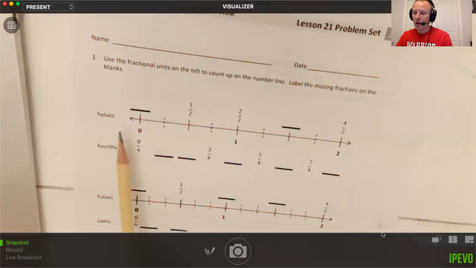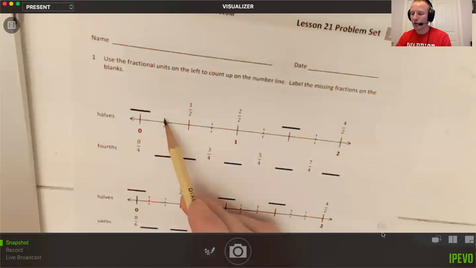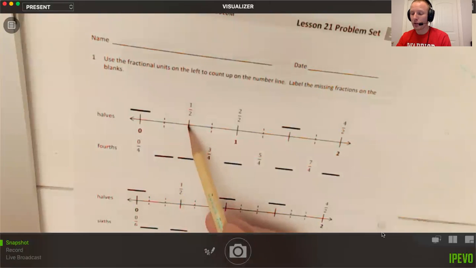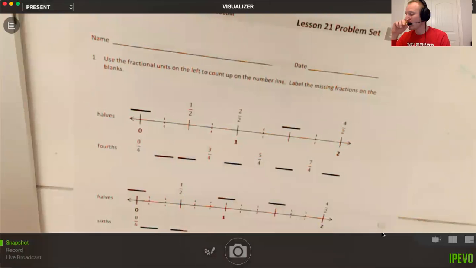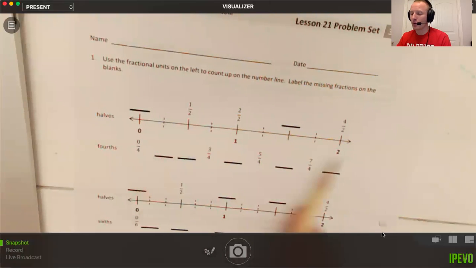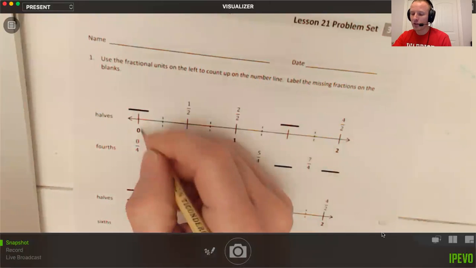On the top, they are measuring in halves, and on the bottom, they're measuring in fourths. And these lines that are dotted are only fourths. The lines that are fully drawn in are both halves and fourths. Those ones are going to be the equivalent fractions. Those are the equal fractions. And we go from 0 to 2 here. So let's label the halves first.